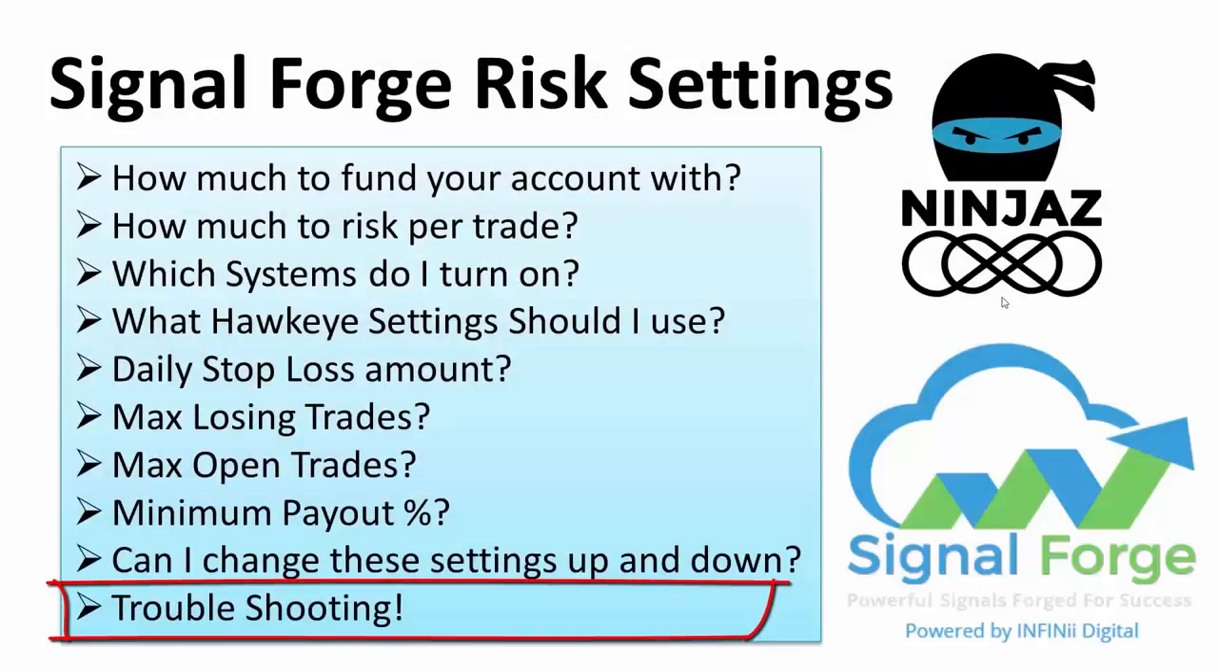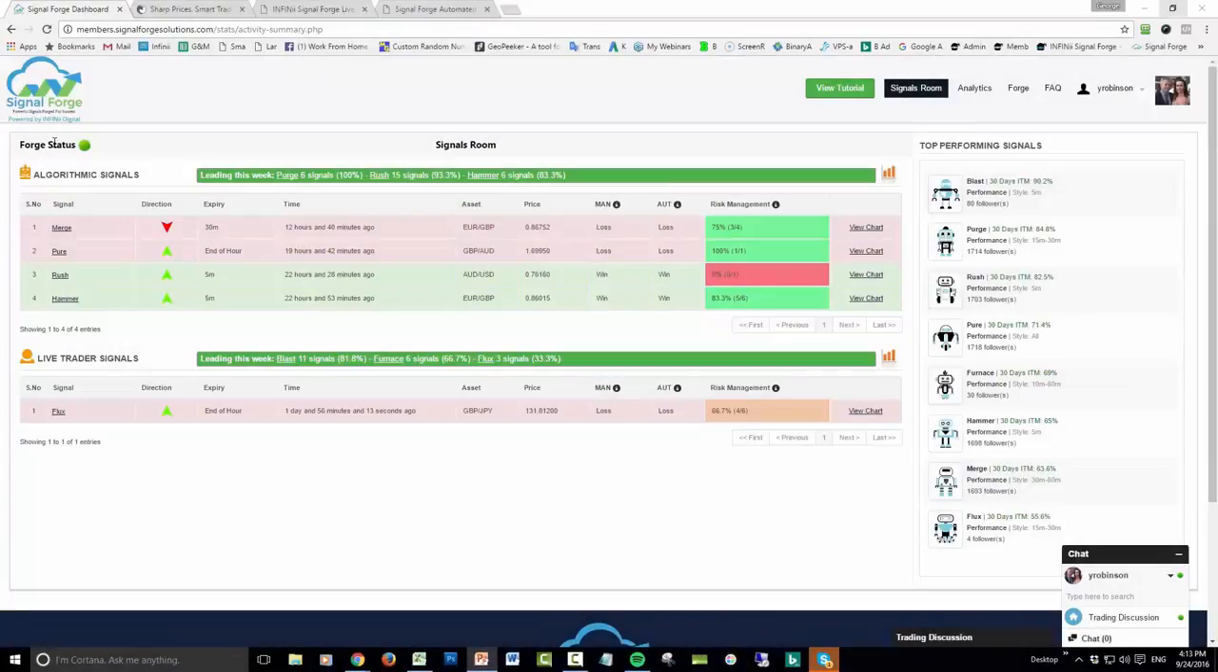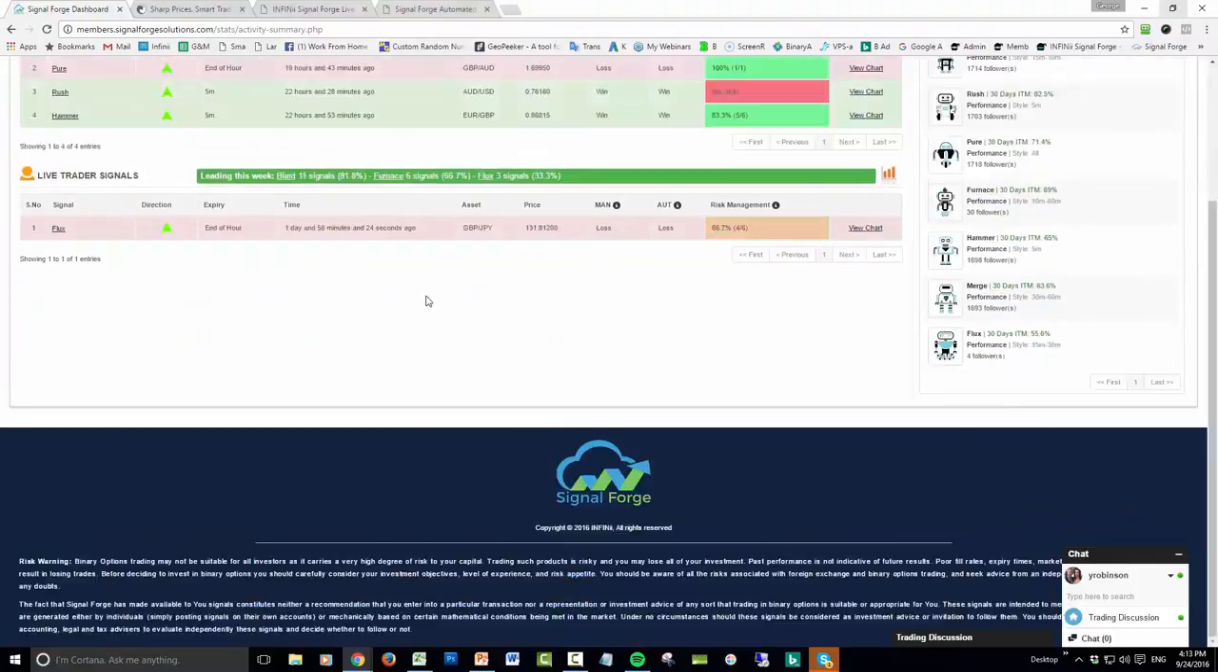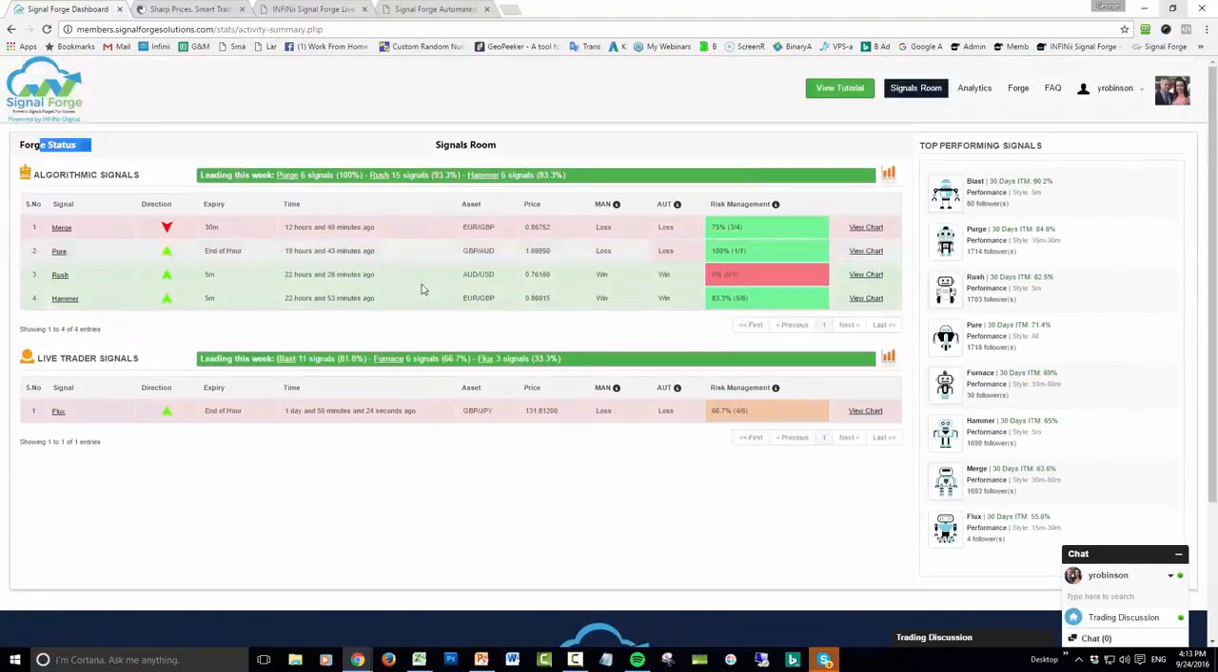So the last one on here is troubleshooting. Obviously, when people initially set up their account, they can run into a few problems. So what you need to look at first up is this Forge status. If this is green, that generally means that things are okay. Make sure it's active. If you're running on a VPS, sometimes it can freeze, so make sure it's active. If you're not seeing anything move, try refreshing the screen to come back up.